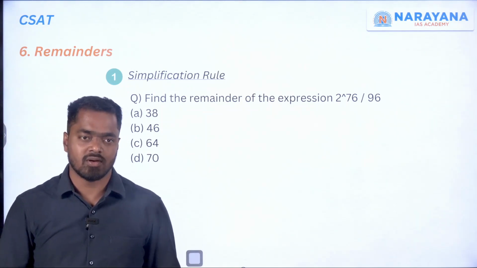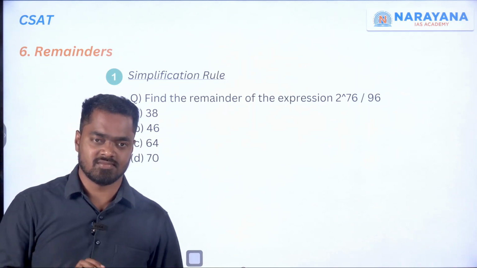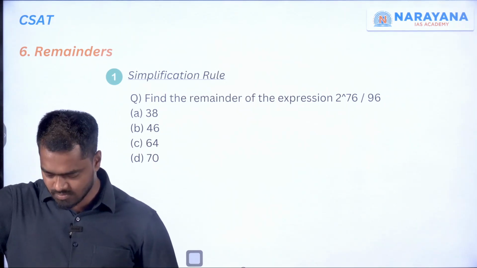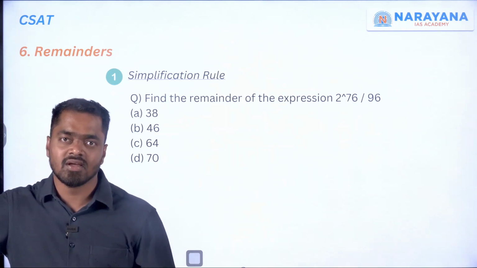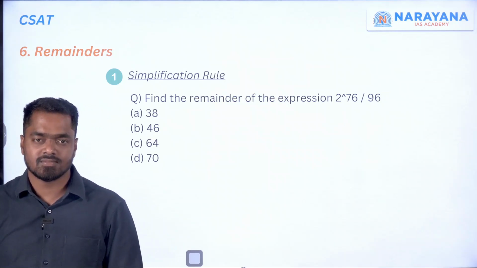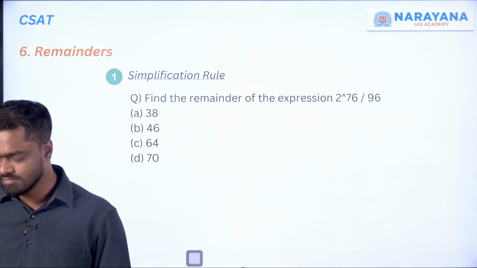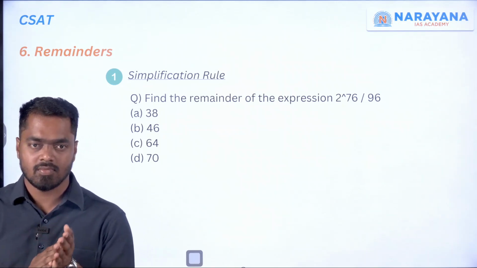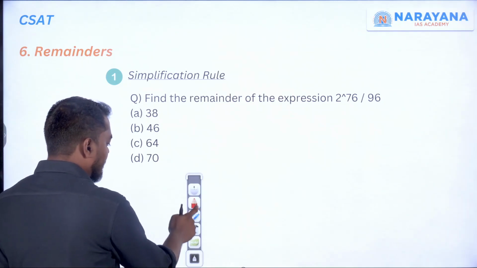Now try to solve this one. Find the remainder of the expression 2 to the power 76 divided by 96. Don't be confused by seeing the expression 2 to the power 76. It can also be solved using this simplification rule. Okay, let's solve this one.